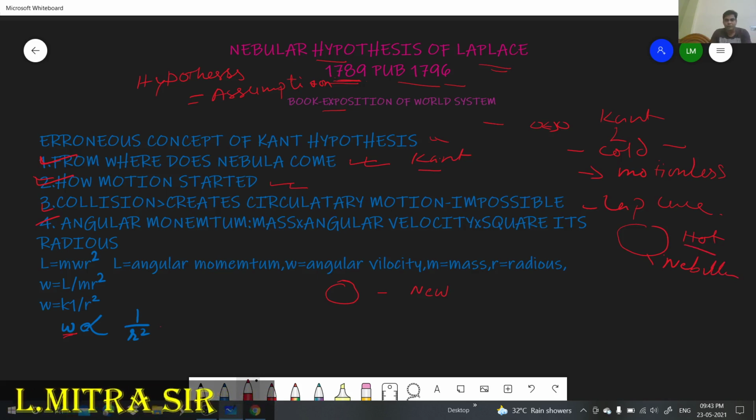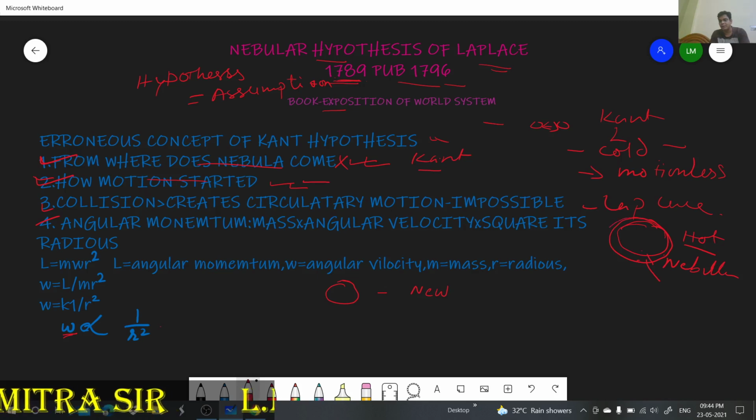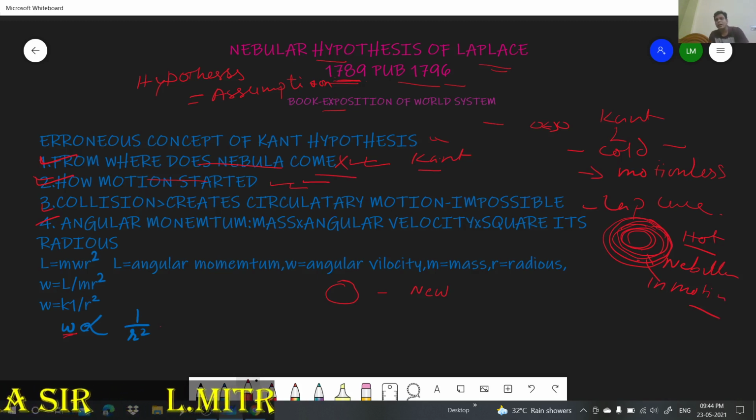So the first two criticisms which arose in the hypothesis of Kant were fully abolished this time. Because Laplace took a hot nebula, and that was moving. That is the main thing. The hot nebula also creates motion, and in motion, this hot nebula had speed. So the first two criticisms were abolished by Laplace.